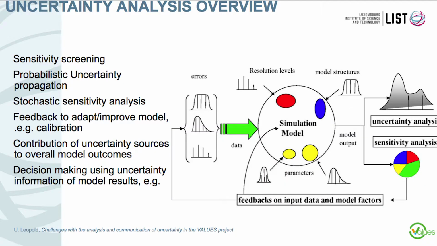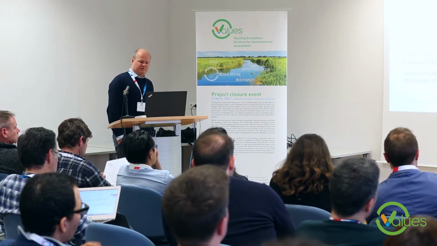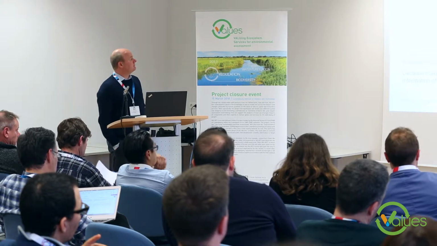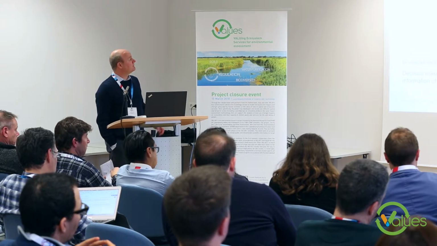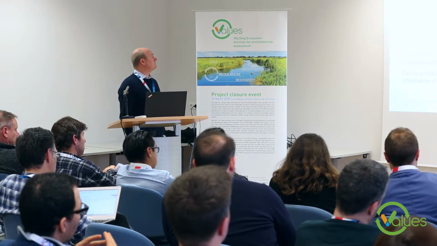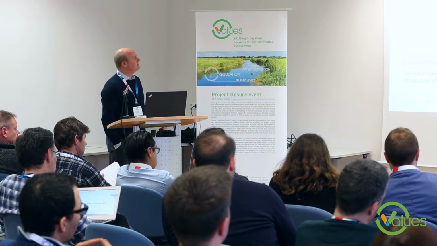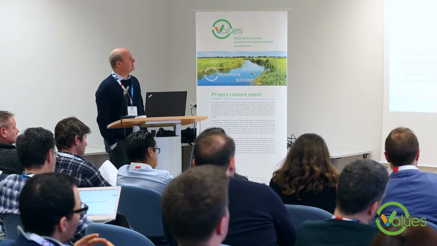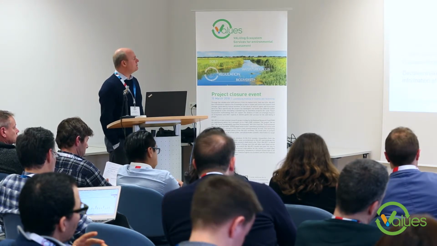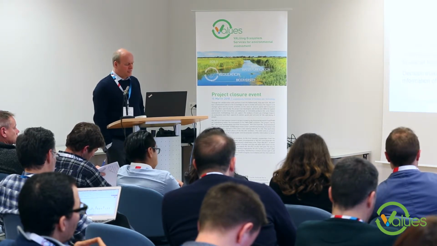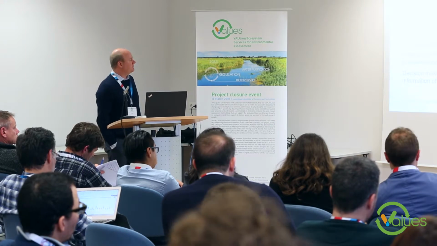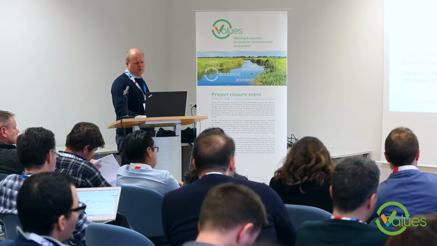So this is the conventional uncertainty analysis, where we start with a screening to see what the sensitive parameters are, then we develop a probabilistic approach, propagate this through the model with the different sources, and do a sensitivity analysis, more advanced, stochastic, which can tell about proportions, and which can also give feedback to the modeling. And then maybe this can already be used in decision making.